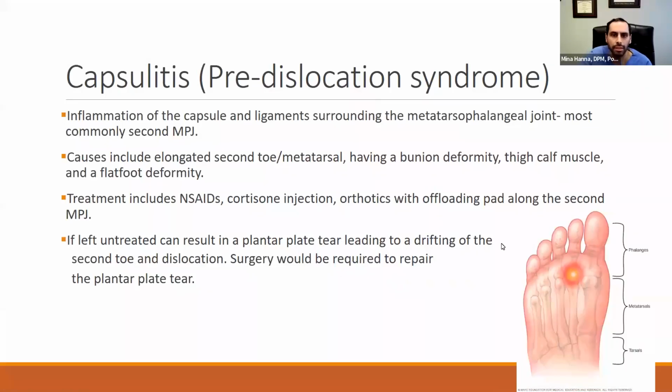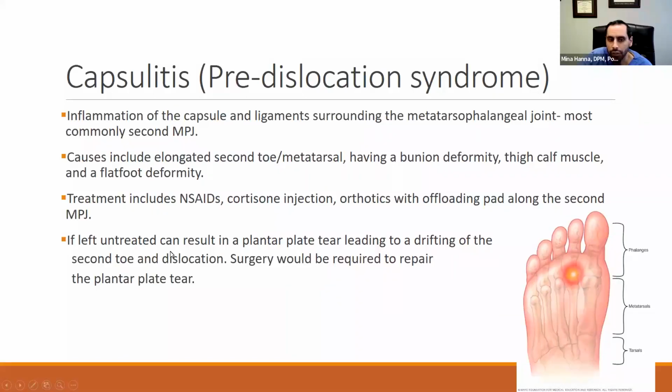Another condition is called capsulitis, or pre-dislocation syndrome. This is basically inflammation of the capsule ligaments surrounding the metatarsophalangeal joint, and the most common one is the 2nd metatarsophalangeal joint. This is usually caused by an elongated 2nd metatarsal, which drives a lot of pressure along this area. Having a bunion or tight calf muscle or flat foot can also lead to this condition. Treatment includes anti-inflammatories, cortisone injection, and orthotics with a floating pad along the second metatarsal flange.